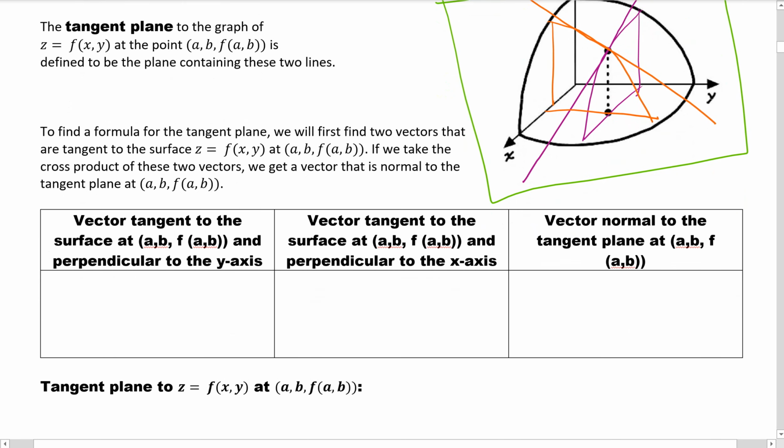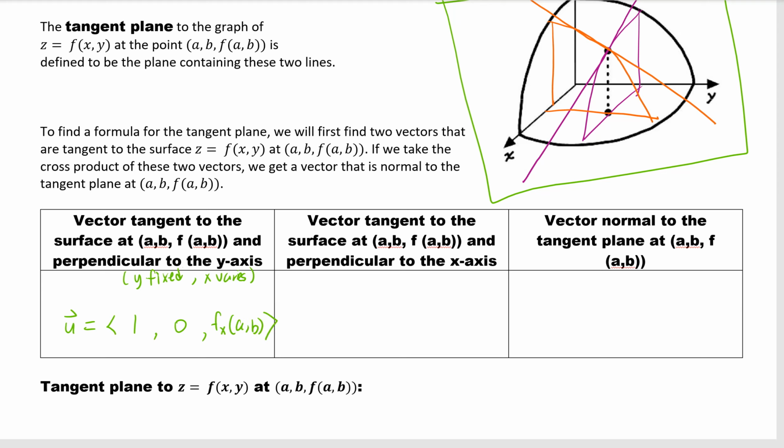So, what is the vector tangent to the surface and perpendicular to the y-axis? Perpendicular to the y-axis, I mean that y is fixed and x varies. Then we have, let's say u: because y is fixed, the y coordinate is 0, x varies so we have 1, and then this is partial f partial x, because x is the variable, at the point (a, b).